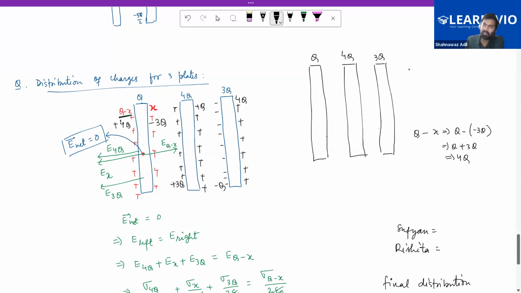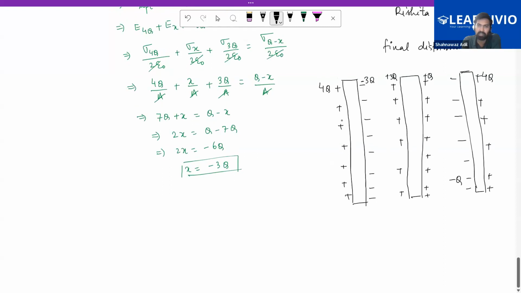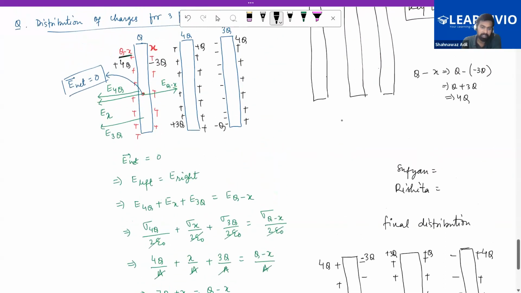So key idea, always remember that the key idea is that E net is 0 at the center, right? Inside that plate, E net is 0. So that is the key idea, right? And you solve this thing, you will get the distribution of the charge. So please note it down. If you guys have any question, please let me know.